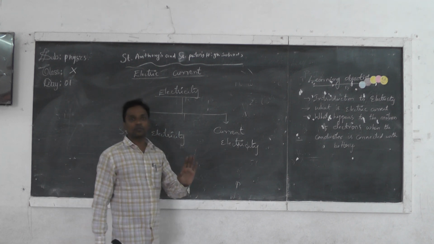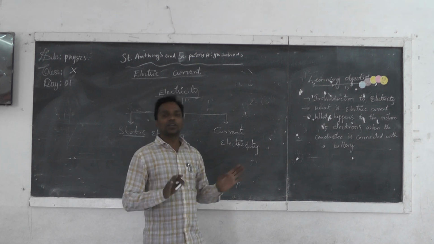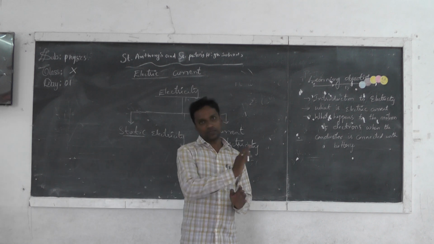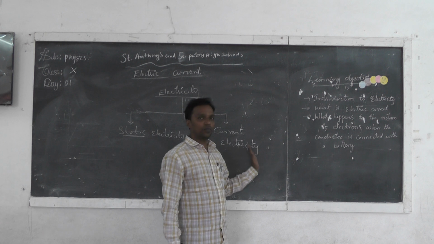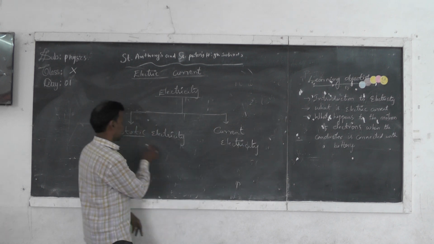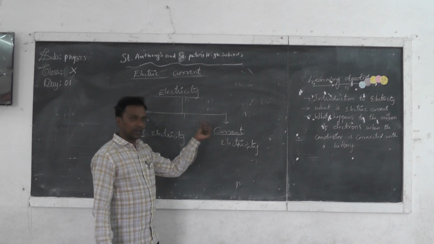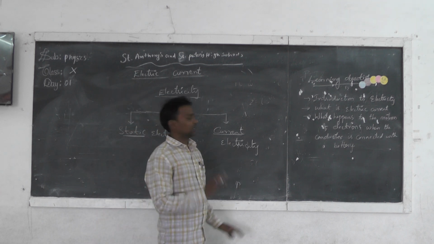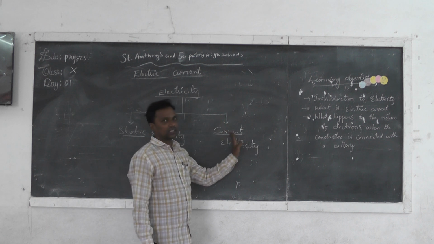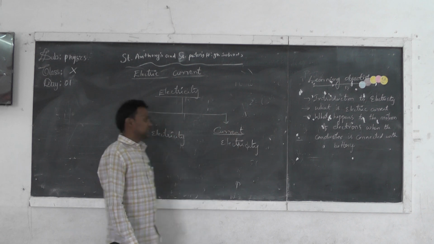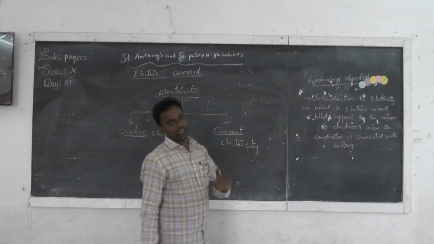And if the charges are moving from one point to another point, that is called current. The word current stands for motion, that is flow. Here static means rest, and current means motion. That means the study of various effects of charges in motion is called current electricity. The study of charges at rest is called static electricity.